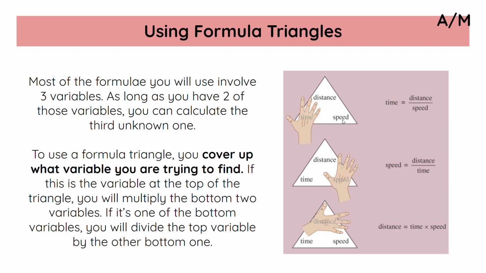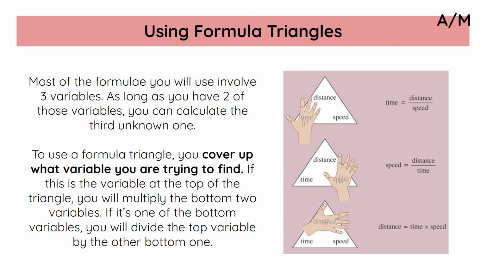This is because most of the formulas that we use in this paper, and also really at level 2 and level 3, a lot of them only have 3 variables. So as long as you know 2 of those variables, you can calculate the other one that you don't know. You just have to do some rearranging, like in algebra.